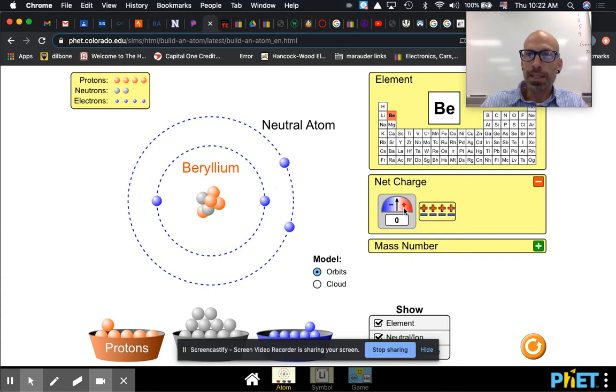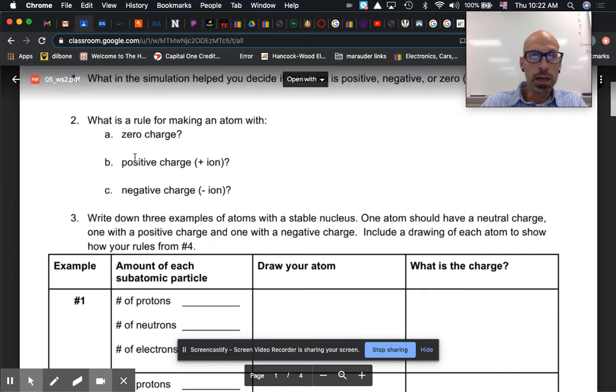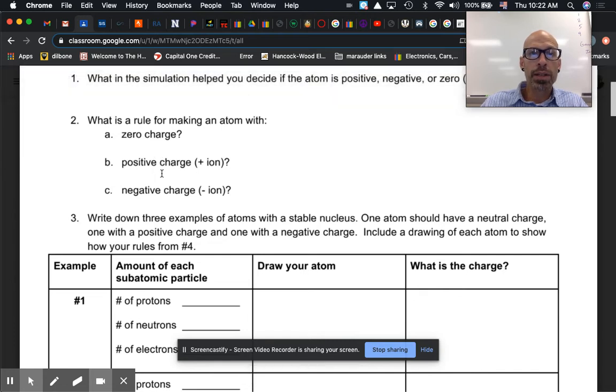Simulator. So to get zero charge, you have to have apparently equal numbers: 1, 2, 3, 4 protons and 1, 2, 3, 4 electrons. And again, you can see 4 here, 4 here. So the electron and proton balance is what gives you no charge, zero charge. Then the question becomes, okay, how do you have an atom that is positive charge?